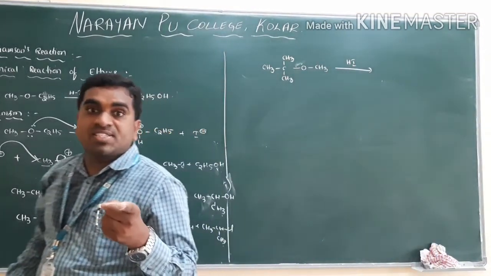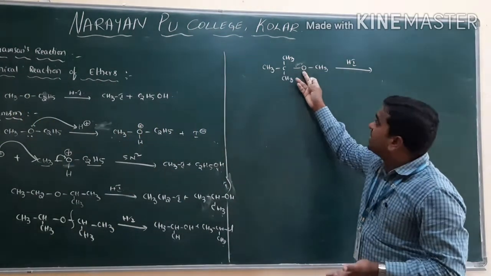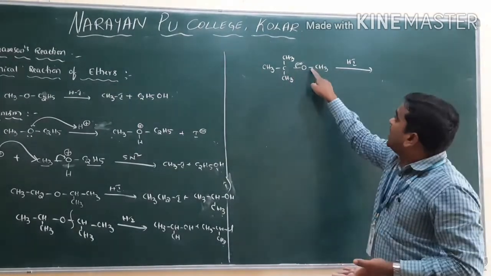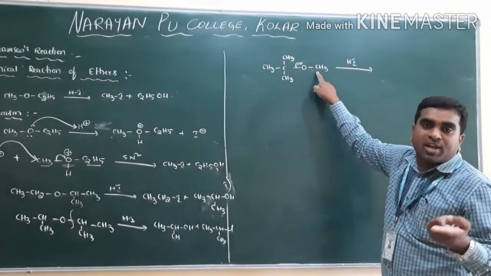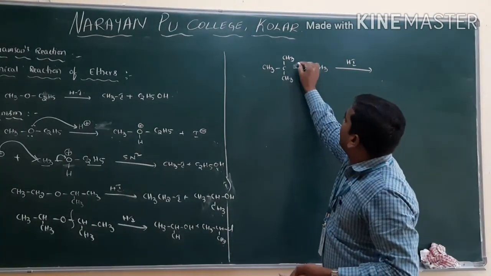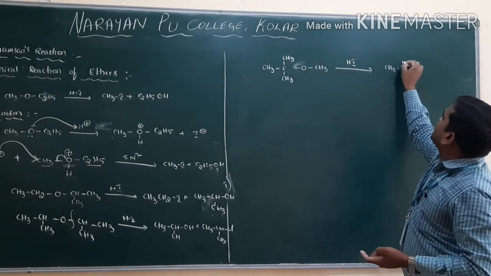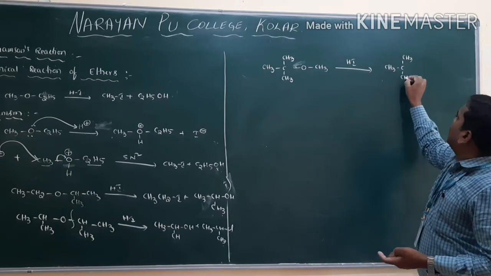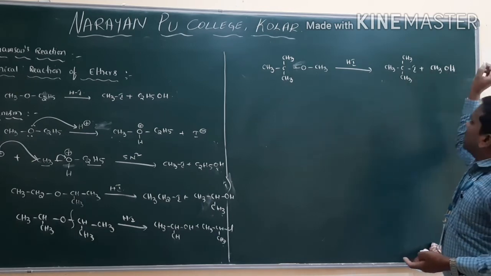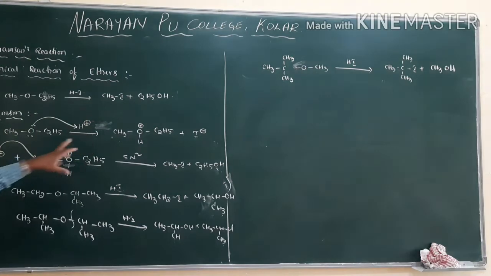SN1 mechanism means the intermediate is a carbocation. If the C-O bond breaks on this side, you will get the tertiary carbocation. If this bond breaks, you will get the primary carbocation. Which one is more stable? Tertiary is more stable. So this bond will break, and you will get the alkyl halide with the bulkier group this time, not the smaller group, and you will get CH3OH. Clear? So that is the concept here.